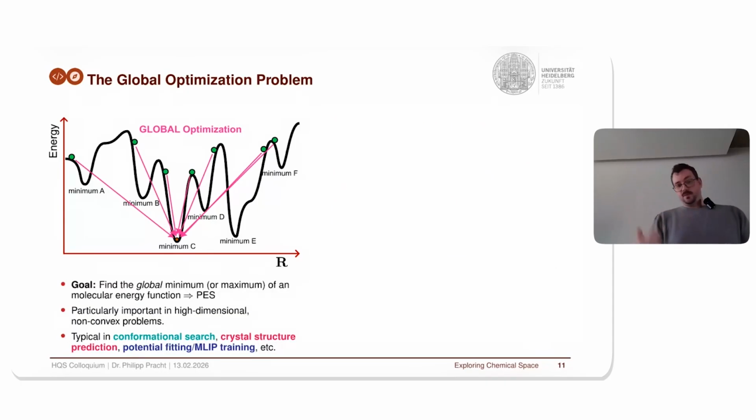Right. The same kind of problem is relevant in different contexts. So the conformational sampling is certainly the prime example of this. Similar things are expected in crystal structure prediction, or also in the fitting of a potential, of a force field or a machine learning interatomic potential. This is essentially the same thing.